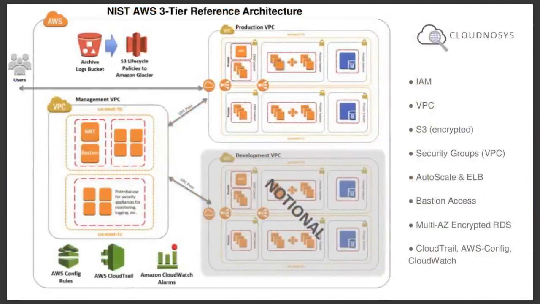In terms of architecture, people ask, is there a specific architecture for GDPR? There is no hard and fast rule, but there are some standards set by the cloud vendors. For example, AWS has what is called a NIST AWS three-tier reference architecture. This reference architecture has everything you need to place the right components in the right availability zone, have the right bastion access to be able to access your network resources and have the security that you need. Now, there's a lot of configuration associated with everything from IAM to VPCs to S3s, security groups, auto-scaling groups, and so on and so forth.